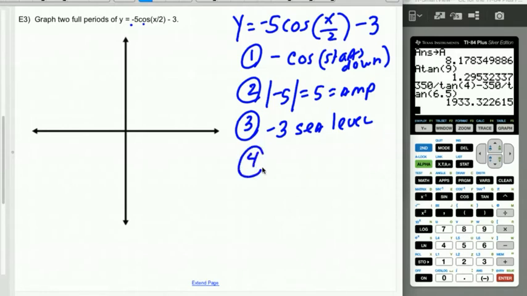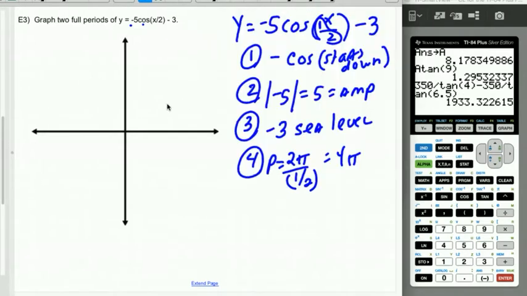And then the last thing I probably need to find is the period. B in this case is 1/2. X over 2 is the same as 1/2 x. So my period is going to be 2 pi over 1/2, which is 4 pi. All right, so knowing all that information, let's go ahead and plot some stuff on this curve. I know that I need to have sea level at negative 3, so 1, 2, 3. That's my sea level. And that's fine, but the hard part about it is that I need to be able to go down another 5 units. So 1, 2, 3, 4, 5. That's the bottom of the wave. And up 5. 1, 2, 3, 4, 5. Up 5, okay?